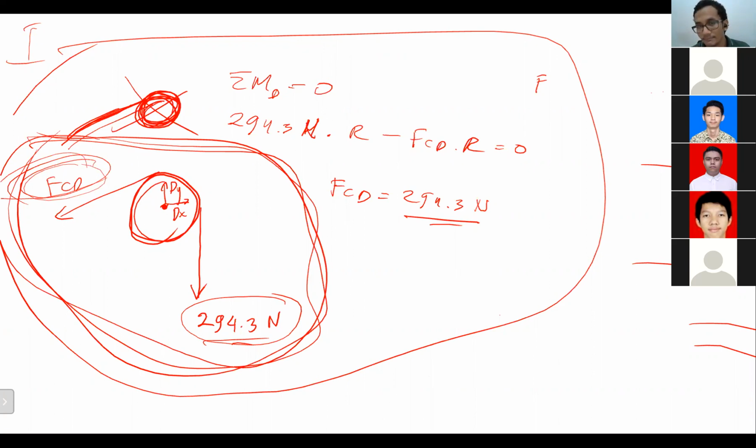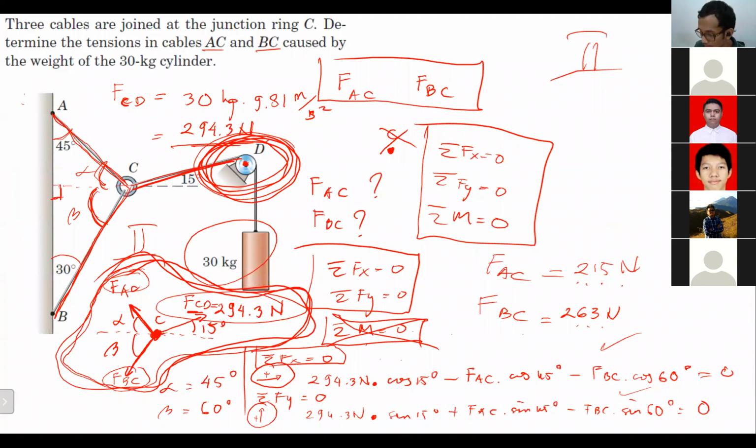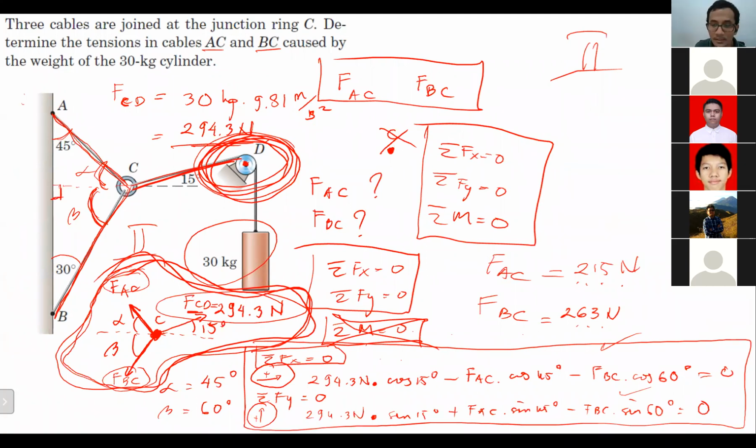Yes, I understand, sir. Okay, any question here? Any more question in this particular problem? Sir, in the last step, we eliminate it immediately, right? Yeah, just eliminate, substitution, and the slide. You mean this one, right? Yes. After we have these two equations, you can use substitution or elimination or both, as long as you can get FAC and FBC. Okay, sir.